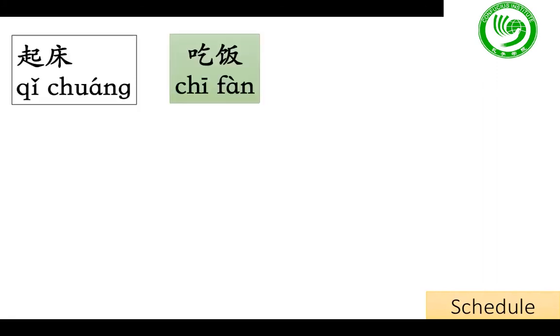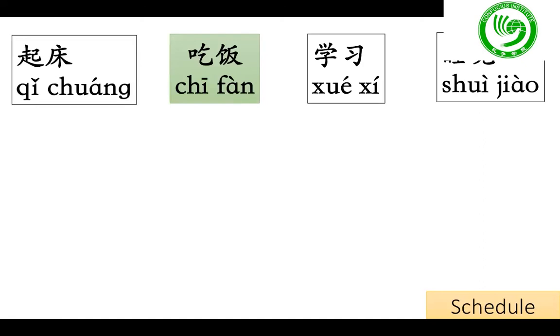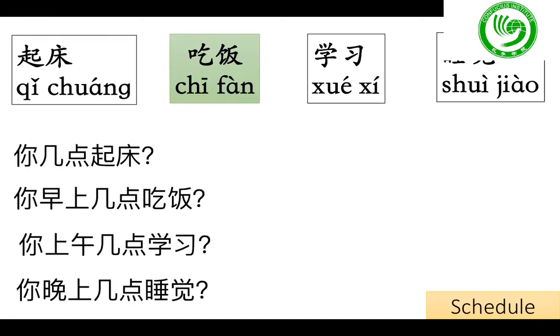Now let us talk about something you do every single day, your schedule. So this word is 吃饭. And then 起床 means get up. This one 学习. Last one 睡觉. And also we have learned read a book. How to say read a book? 看书, right? Then what do we ask if you want to know what time do you get up? It is 你几点起床? How to answer me then? Yes, if you want to say I get up at 6, what do you say? 我早上6点起床 right?